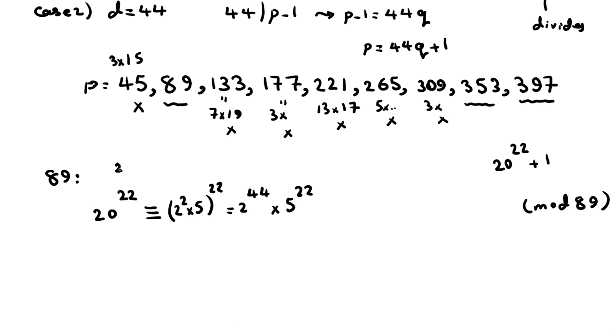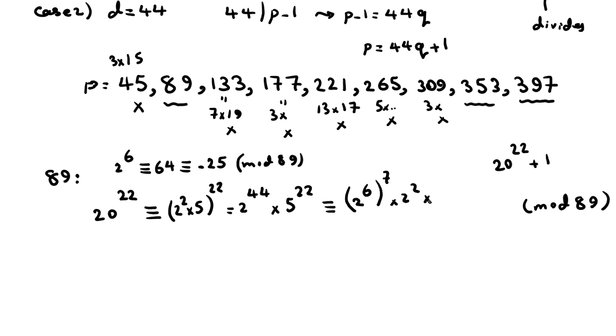Now, if you check 2 to the power of 6 mod 89, it is 64. And mod 89, you can subtract 89 from that. It will be negative, if we check 5, negative 25. So here it is congruent. 2 to the power of 6, you can say it is 2 to the power of 6 times 7 times 2 squared times 5 to the power of 22.